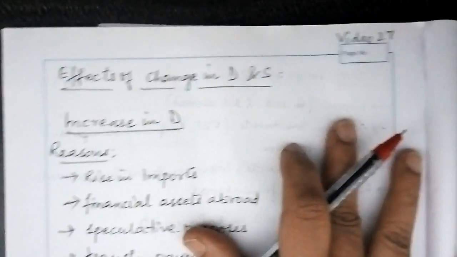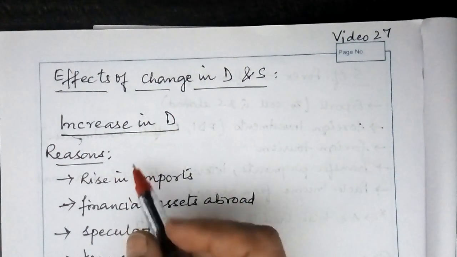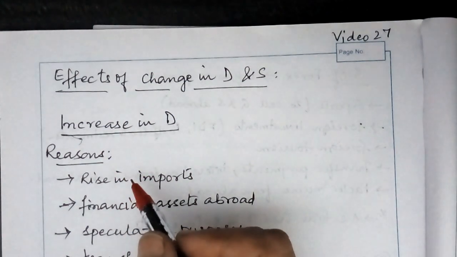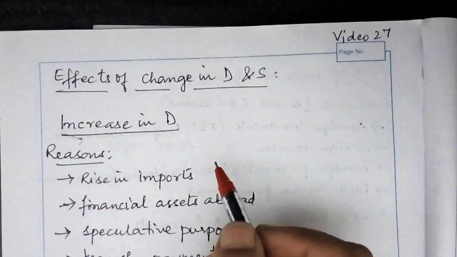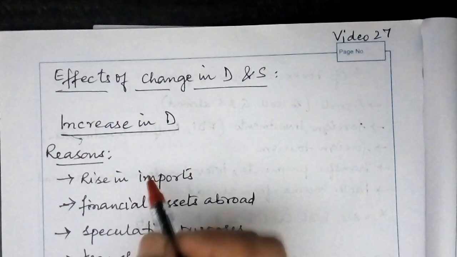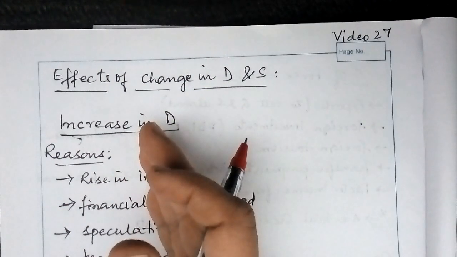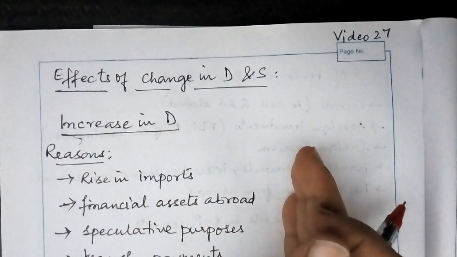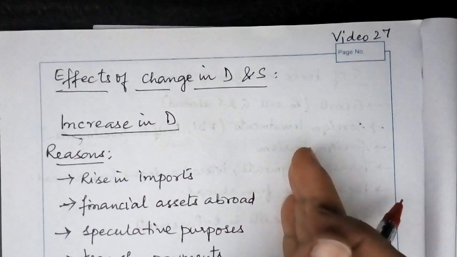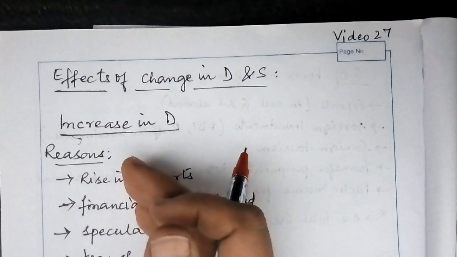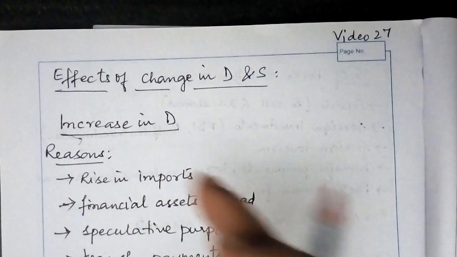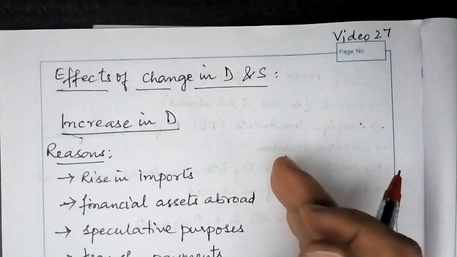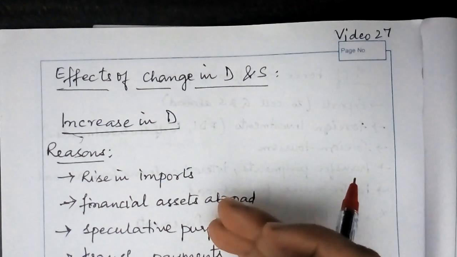In video number 26, we learnt about the foreign exchange rate and the two systems to determine the value of foreign exchange: the fixed exchange rate system and the flexible exchange rate system. The fixed exchange rate system is that in which the rate is fixed by the government, and the flexible exchange rate system was that which was determined by the supply and demand forces in the international money market.